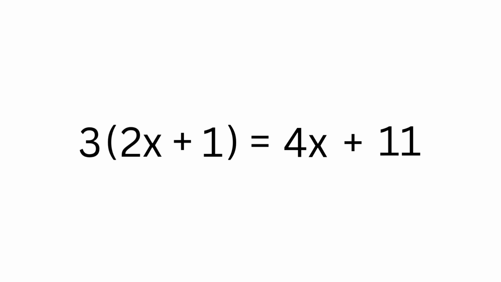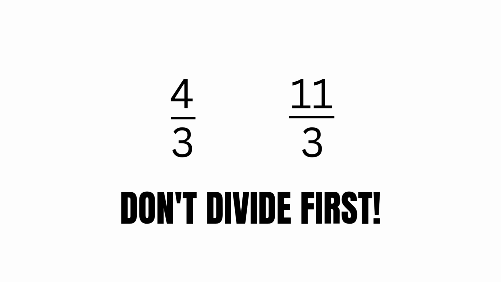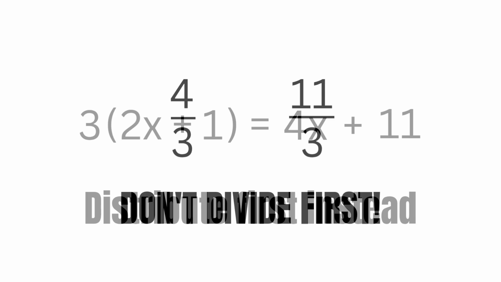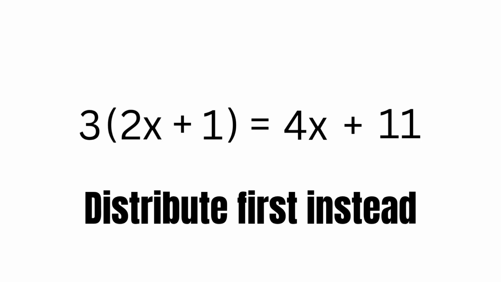If you try to divide by 3 on both sides right away, the left side will be fine, but on the right, the 4 and the 11 divided by 3 gives you fractions. Just like we try to avoid negatives, we always try to avoid fractions when dealing with equations. To keep your math clean and easy, your default move is to distribute first.